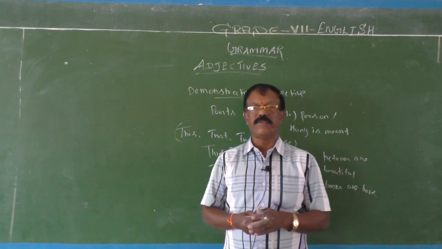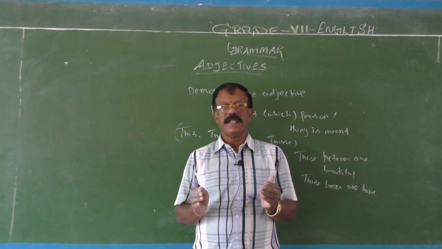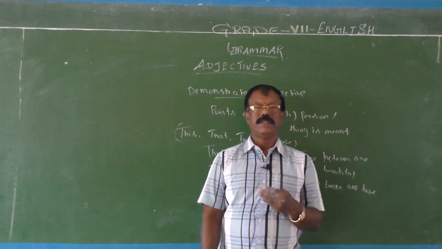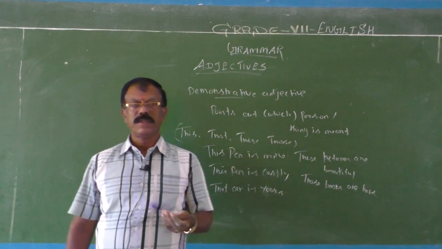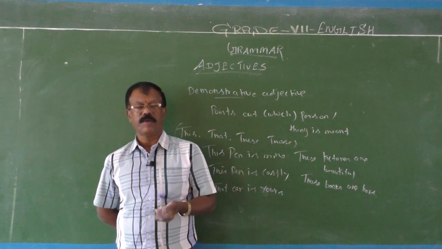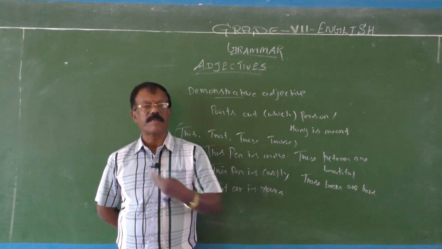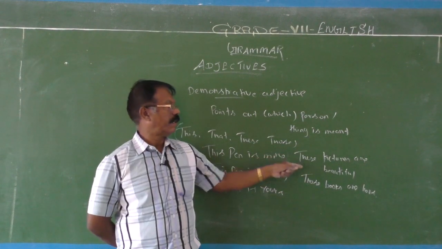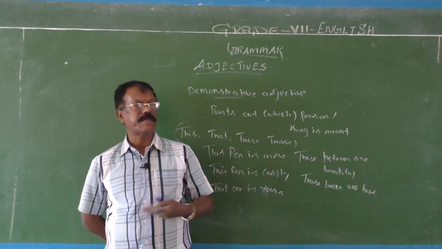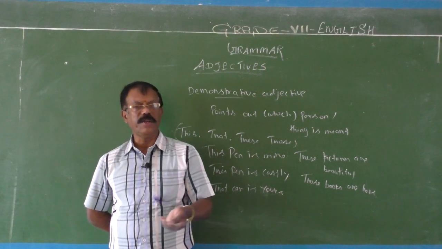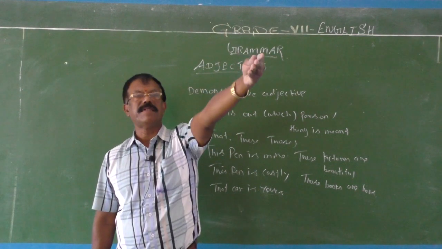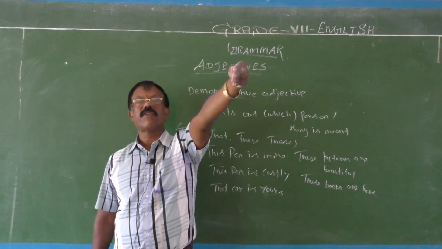Here also you should know one difference, children. These refers to a group of things, more than one thing, plurals, which are nearer to you. These books are mine. These flowers are beautiful. These books are new. But those are used with plural nouns that are at some distance from you, far off from you.